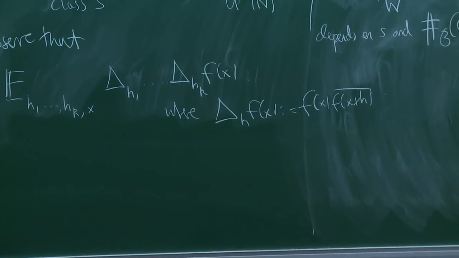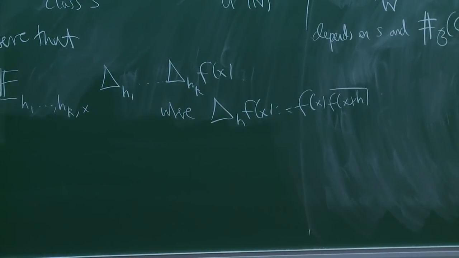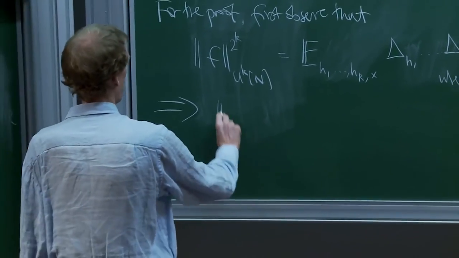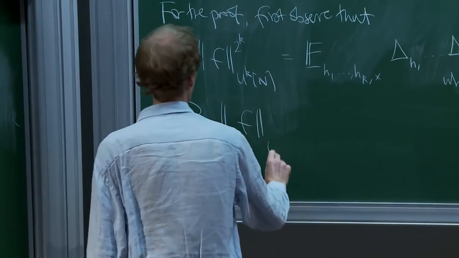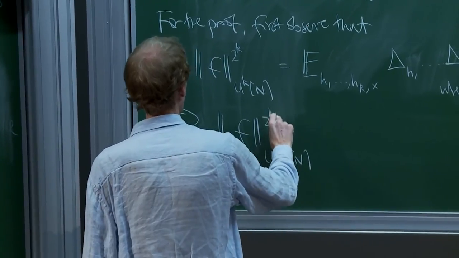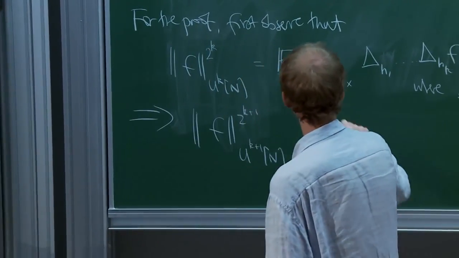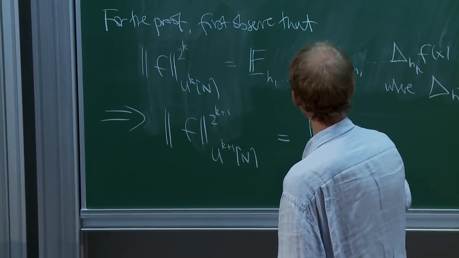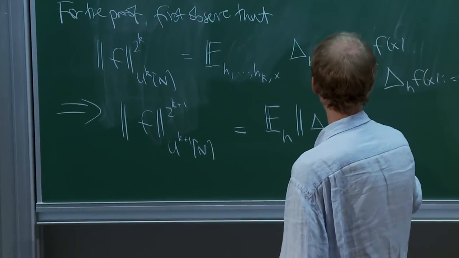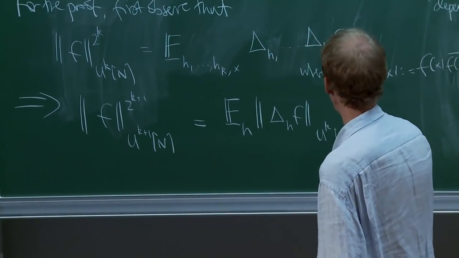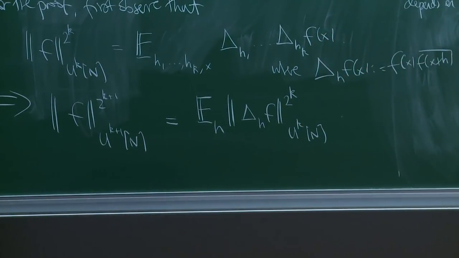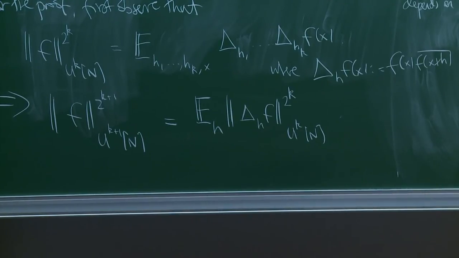And hence, you can use this to work inductively with the Gowers norms. So the Gowers U^(K+1) norm to the power 2^(K+1) is the same thing as the average over h of the Gowers U^K norm of the derivative to the power 2^K. So that's a useful fact.